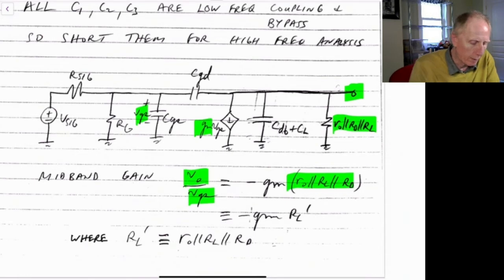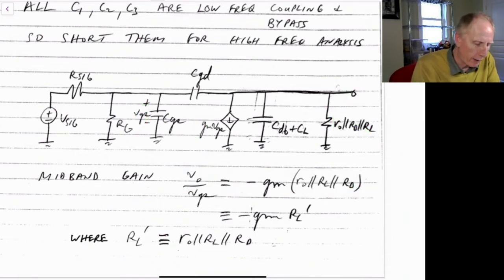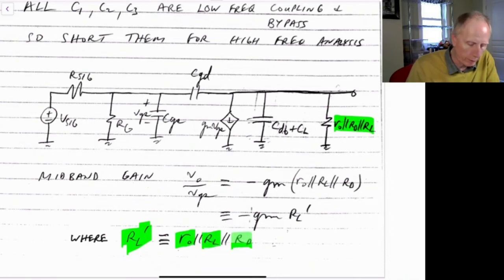So to make our life a little easier, we'll define R sub L prime to be equal to this resistance here, which is the output resistance of the transistor, the load resistance that we're driving, and that drain resistor in the top of the common source amplifier. And of course there's a minus sign here because it's an inverting amplifier.